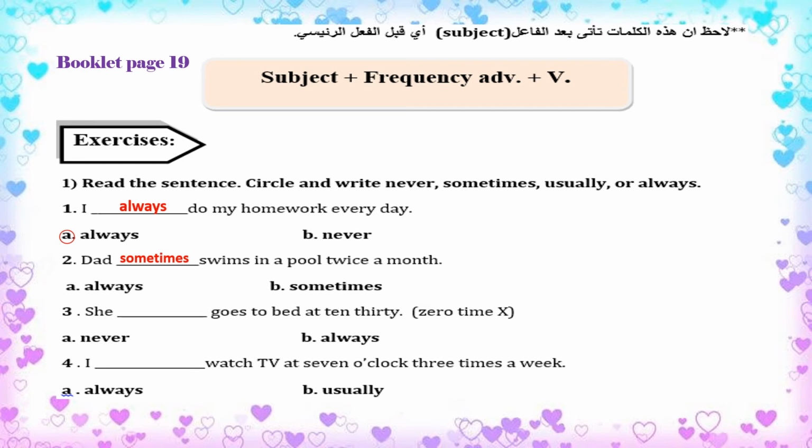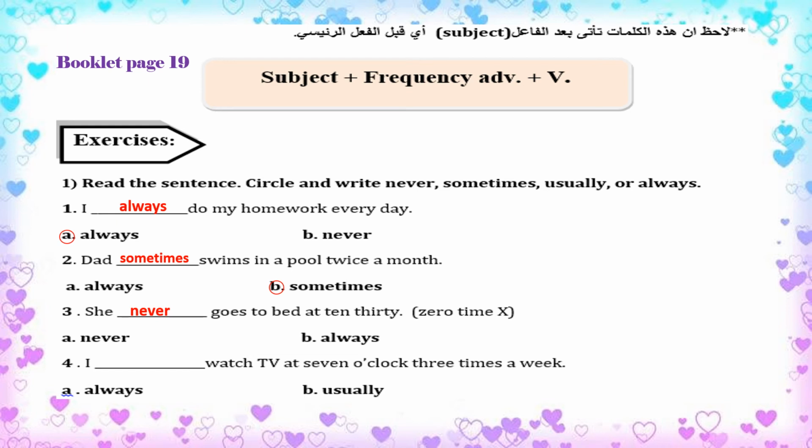Number 3. She goes to bed at 10:30. And if you noticed here, I've put a hint for you. 0 time. When we use 0 time, the percentage of 0 time, we use it with never or with always. Think of it. 1, 2, 3. Excellent. We use it with never, because never takes 0 time. That means something we don't do at all.